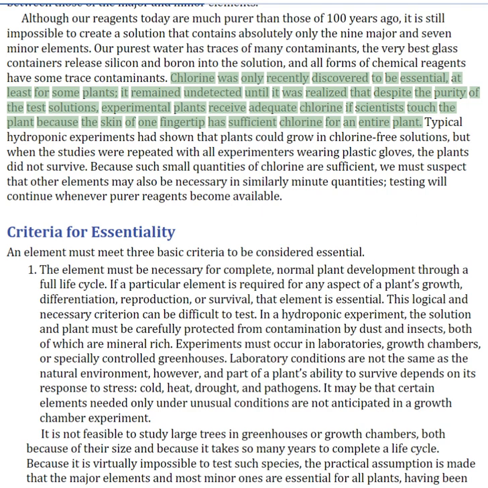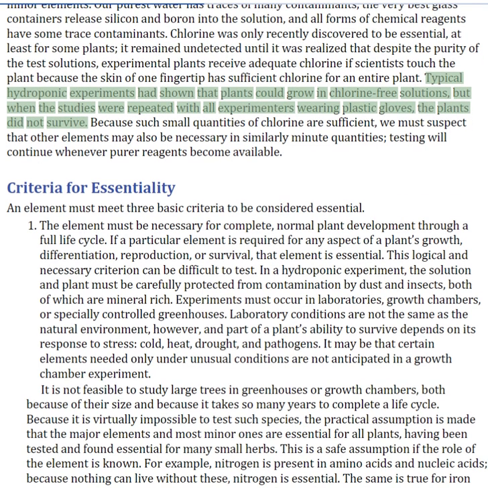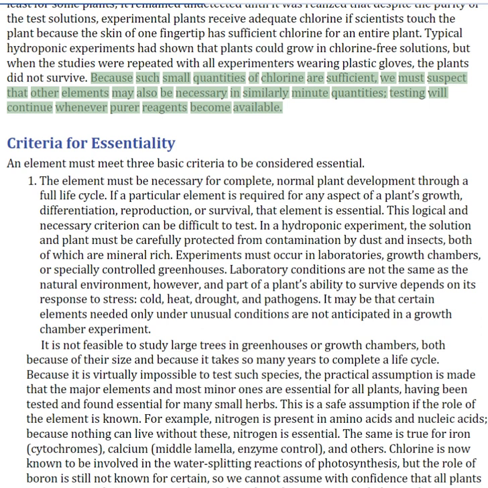It remained undetected until it was realized that despite the purity of the test solutions, experimental plants receive adequate chlorine if scientists touch the plant, because the skin of one fingertip has sufficient chlorine for an entire plant. Typical hydroponic experiments had shown that plants could grow in chlorine-free solutions, but when the studies were repeated with all experimenters wearing plastic gloves, the plants did not survive. Because such small quantities of chlorine are sufficient, we must suspect that other elements may also be necessary in similarly minute quantities. Testing will continue whenever purer reagents become available.